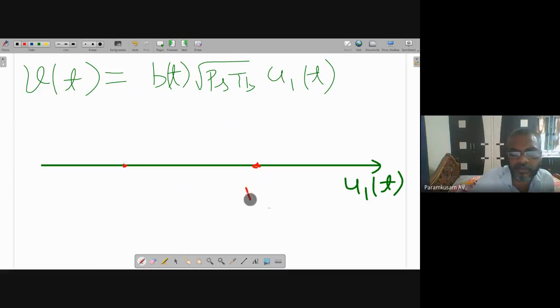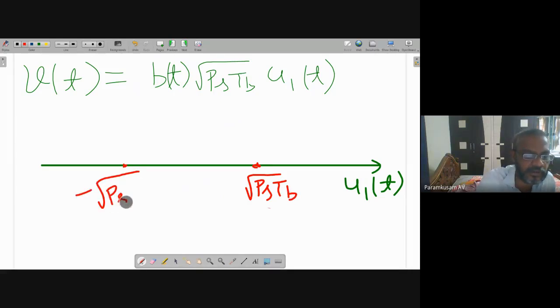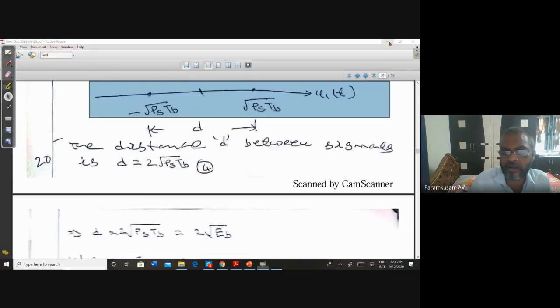One is root over ps tb. Second one is minus root over ps tb. So root over ps tb is related to the logic 1 and minus root over ps tb is related to the logic 0. అదే ఇక్కడ మనం డ్రా చేసాం.